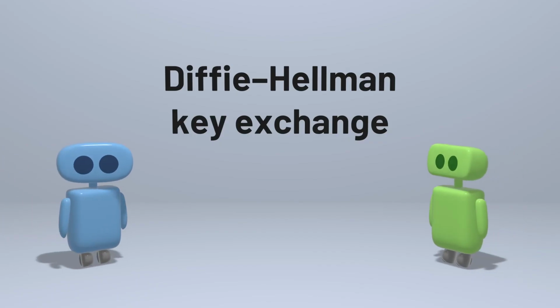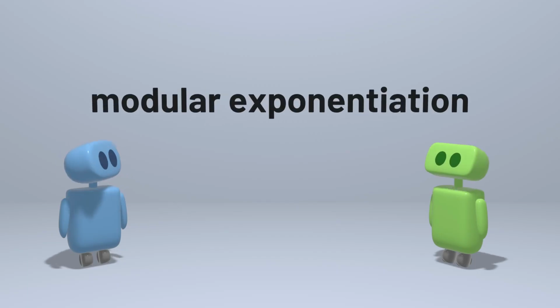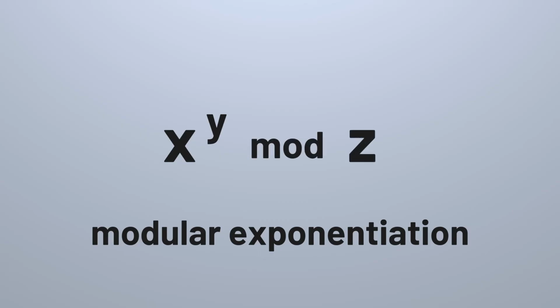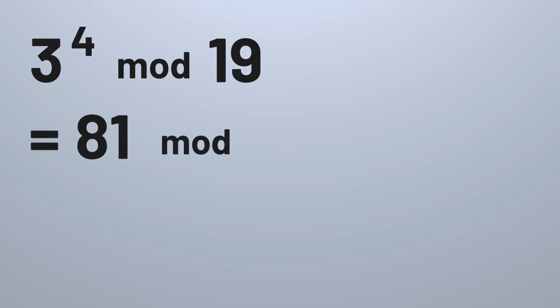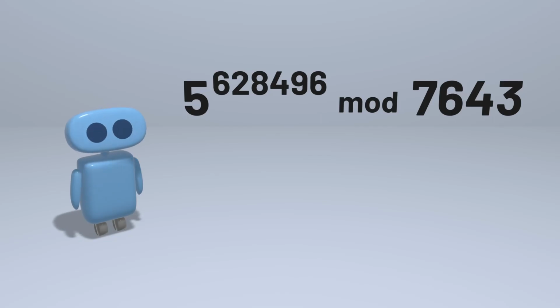Diffie Hellman works not by using addition, but by using a different operation, one that's easy to calculate but difficult to invert, and that's modular exponentiation. Modular exponentiation involves taking a base and raising it to the power of an exponent, and then taking the remainder when divided by some modulus. For example, consider raising 3 to the 4th power modulo 19. 3 to the 4th power is 81, and the remainder when dividing 81 by 19 gives us a final answer of 5.